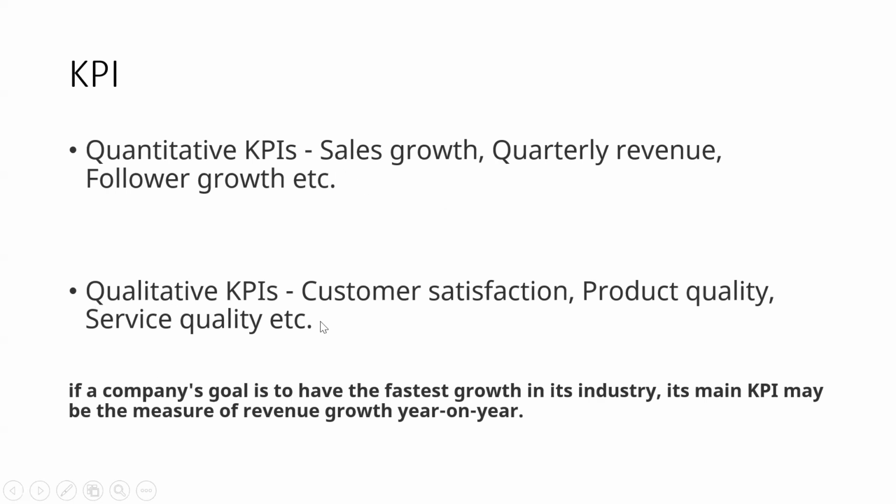There are qualitative KPIs as well, like customer satisfaction, product quality, service quality. If a company's goal is to have the fastest growth in the industry, its main KPI may be the measure of revenue growth year on year. Okay. So KPI is the terminology that should be given from the business owner to the visualization data engineer. Based on that, they can create the charts and graphs.